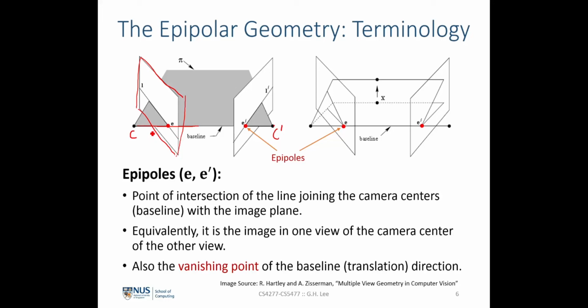And interestingly, the epipoles are also the vanishing point of the baseline direction with respect to the respective camera center. So for example, in the first view, we can see that E, the first epipole over here, is simply the vanishing point of the baseline direction. And similarly for E prime over here, we can see that it is the vanishing point of the baseline direction with respect to the second camera center.